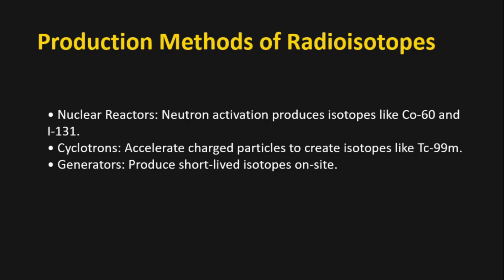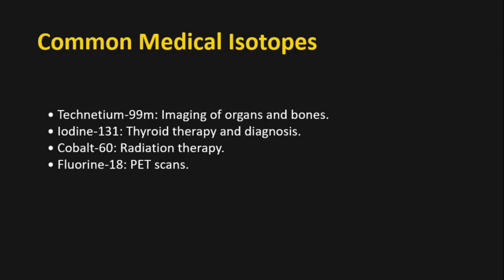Radioisotopes are mainly produced in nuclear reactors and cyclotrons. In reactors, stable elements absorb neutrons, creating isotopes like cobalt-60 or iodine-131. Cyclotrons, on the other hand, accelerate charged particles to produce isotopes such as technetium-99m. Hospitals also use isotope generators to create short-lived isotopes safely on site. Slide 5, Common medical isotopes.